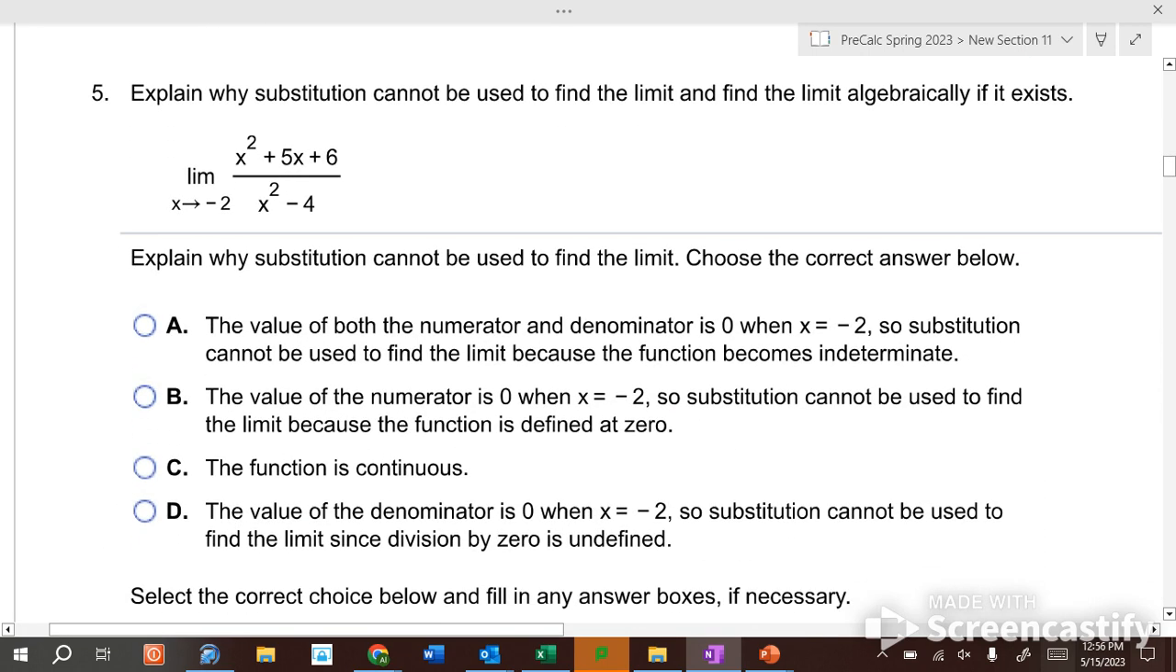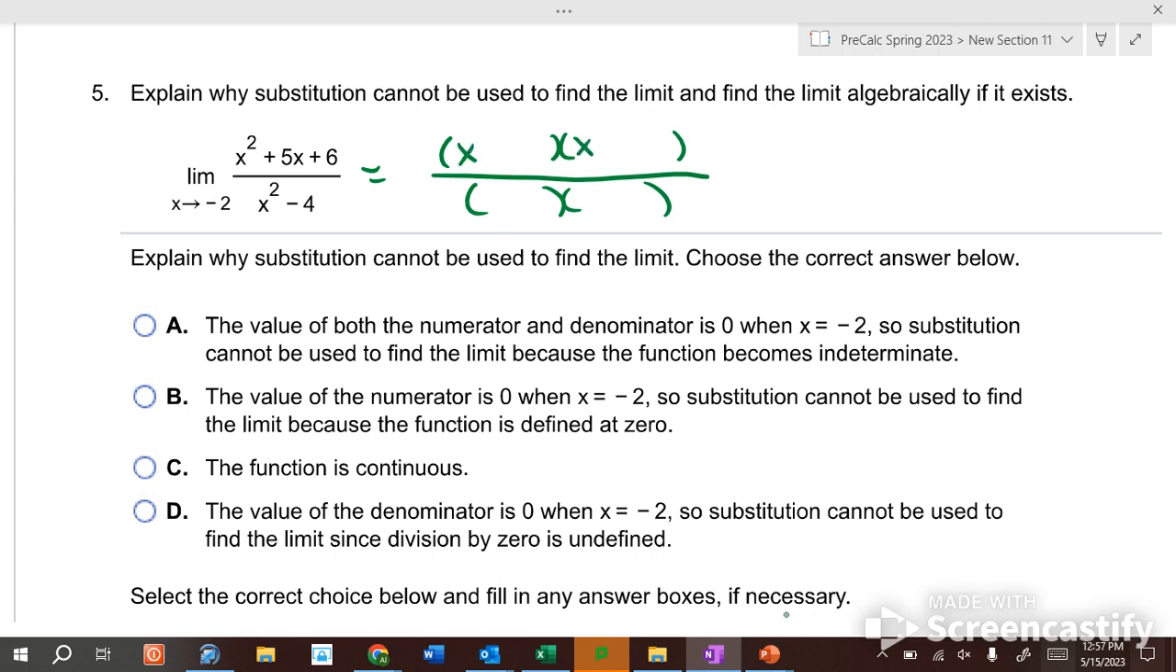Okay. Here's where it gets a little dicier. If we put a 2 in here, -2 in here, we get 4 minus 10 plus 6, which is 0, over 4 minus 4, which is 0. 0 over 0, well, we can't divide by 0. And it's not 0. So this is an indeterminate limit until we factor. Let's factor.